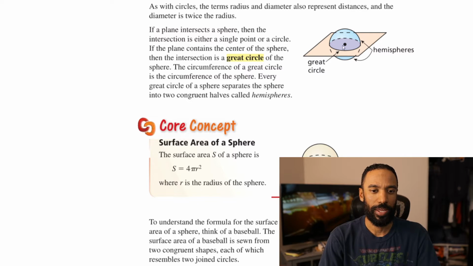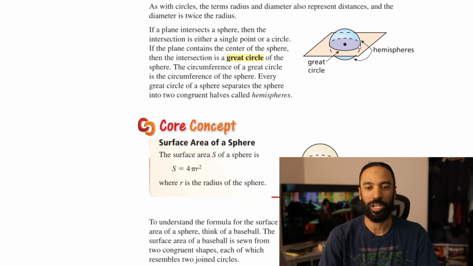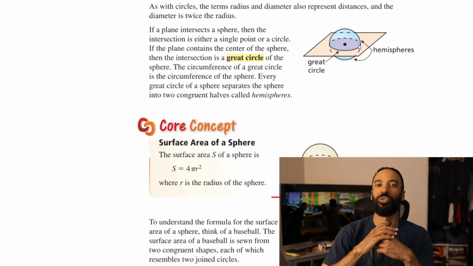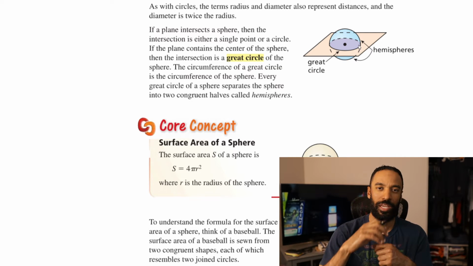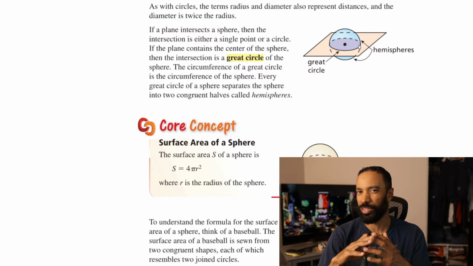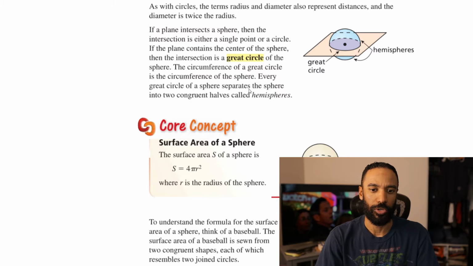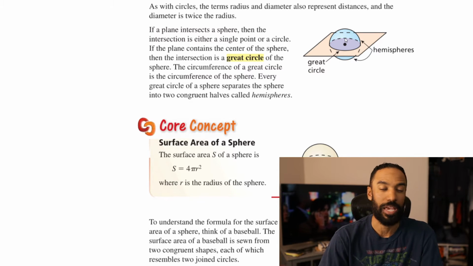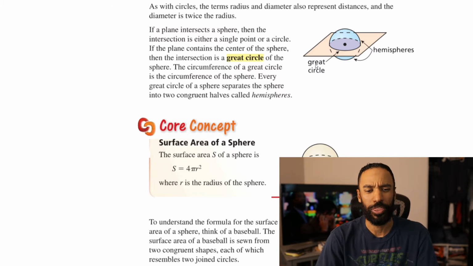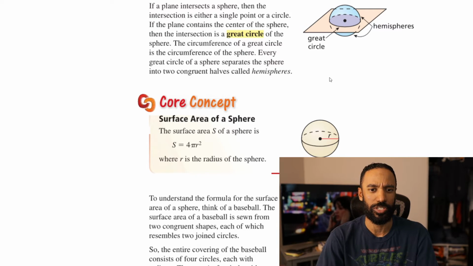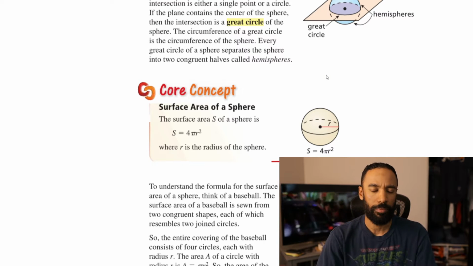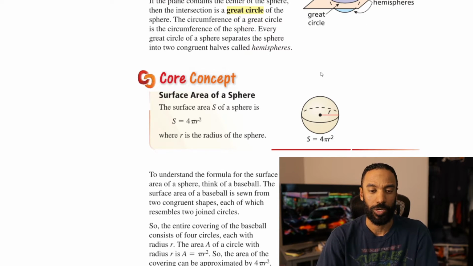The circumference of a great circle is the circumference of the sphere. So a sphere's circumference is the longest distance you can have around it, like the equator of the Earth. Every great circle of a sphere separates the sphere into two congruent halves called hemispheres, and Earth has hemispheres as well. Right now we're just learning a lot of terms. None of them have been formulas yet. I think it's just knowledge of terms, and they'll probably show up in example problems.